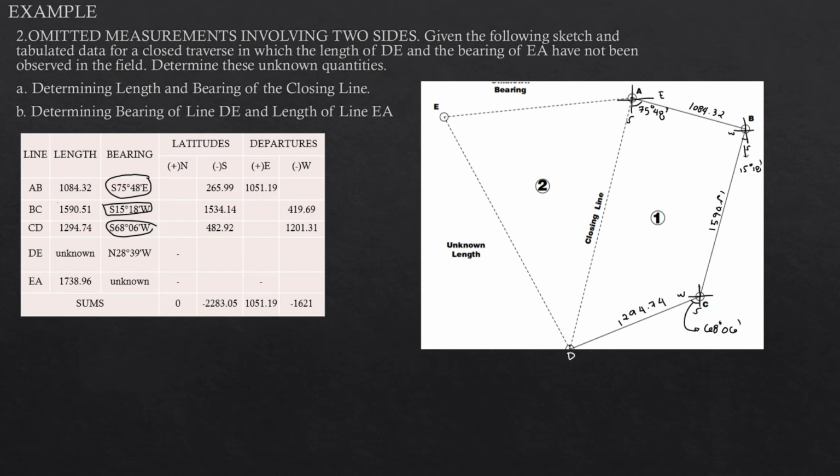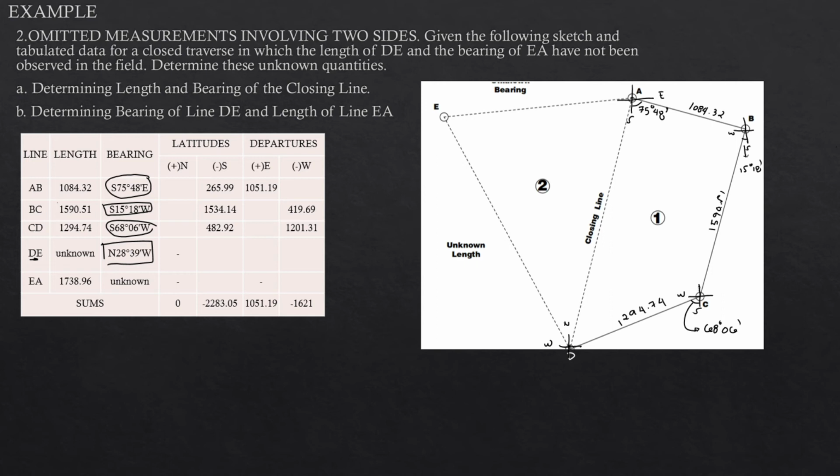Then, sa point D, unknown na yung length nito. Yung DE natin. Pero alam naman natin yung bearing. So, pwede pa rin tayo makapag-draw ng line. Pero unknown nga lang yung length. So, para ma-visualize natin, i-draw natin. Okay? So, north and west. So, ganito yung direction niya.